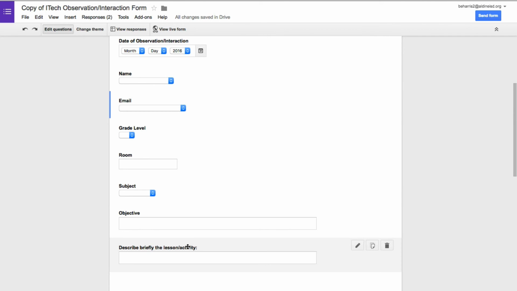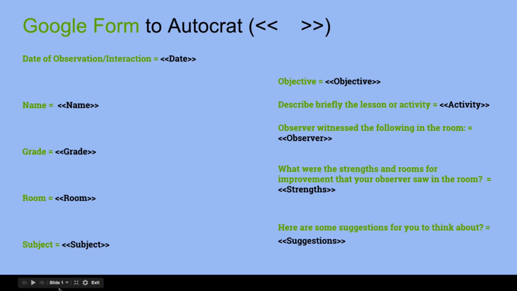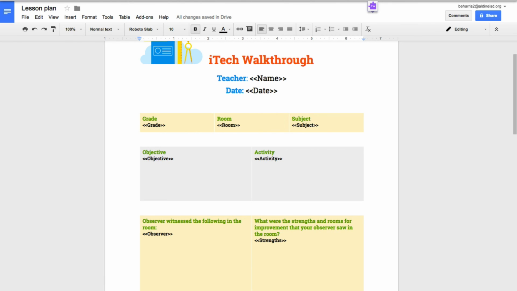The describe briefly the lesson activity, that is going to match that question here. So again, let me change that for you real quick. Now that is up to date for you, you'll get this in a nice pretty little flyer. So all this will match, and the next step for you guys is to actually add the Autocrat into the form.